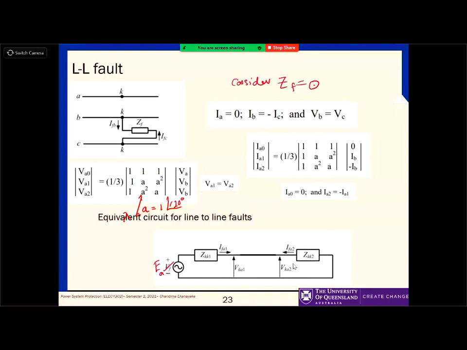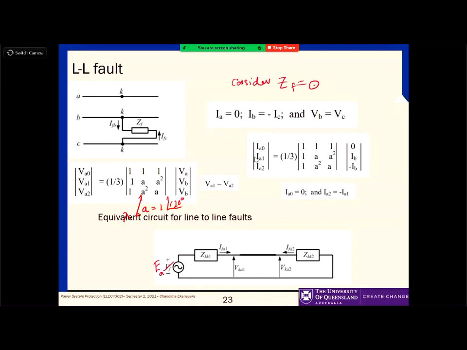So VA1 and VA2 are equal. And then the currents IA1 and IA2 are equal but opposite in direction. So this is the equivalent circuit for a line-to-line fault. So once you find the positive sequence network and the negative sequence network connected in parallel, then that will give you this circuit to find the corresponding values. So once you find these values, then yes, you need to go back and find the fault current IB or IC, because IB or IC, the fault currents, are equal. So how do you find that?